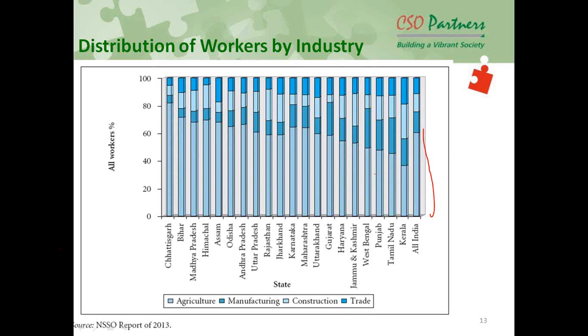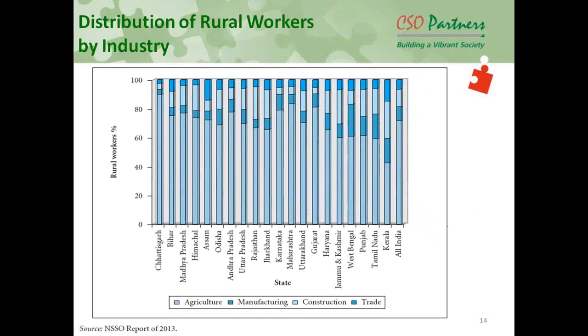And if you see the other sectors in the all India scenario, the manufacturing sector, the construction sector and trade, it's almost the same kind of distribution. But all these three together constitute around 40 to 45% of the total workforce. So only 40 to 45% of our total workforce is participating in sectors other than agriculture. In agriculture itself, we have more than 50% of our workforce.